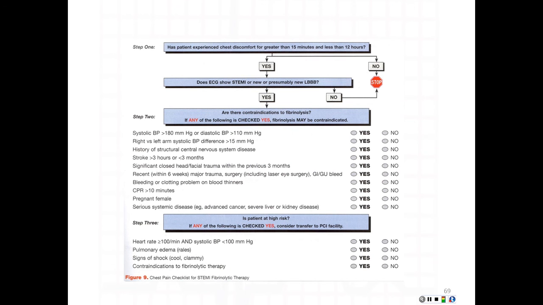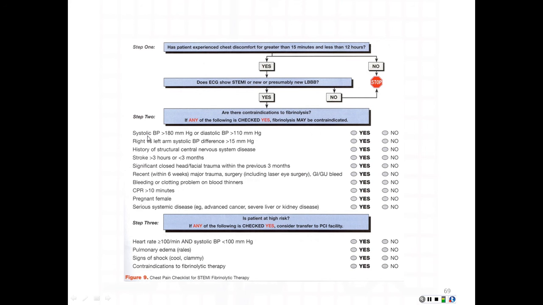And this is very straightforward. Most hospitals will have their own form for these that you'll fill out. But basically, step one is: did the patient experience chest discomfort for more than 15 minutes and less than 12 hours? If it's yes, you move down. Does the EKG show a STEMI or a new left bundle branch block? Yes, then you go ahead and look at the contraindications of the fibrinolytic therapy. If it's no to these, you stop and then you move on to a different algorithm.